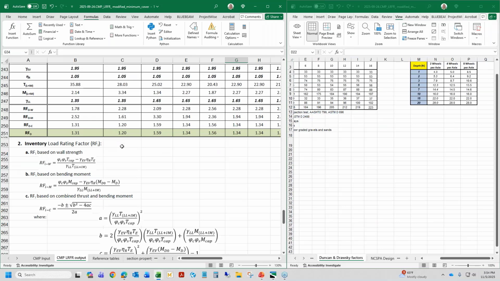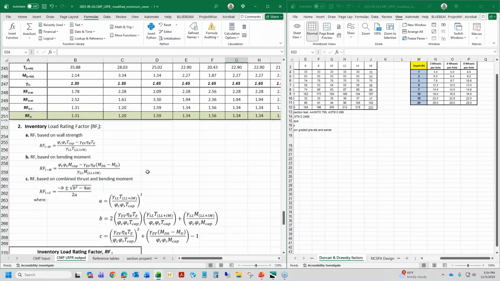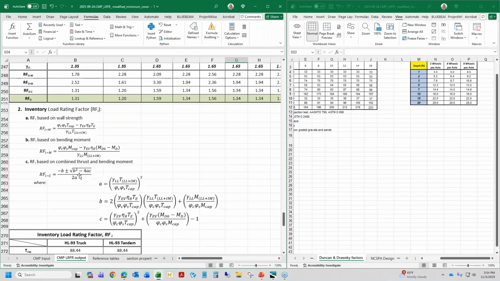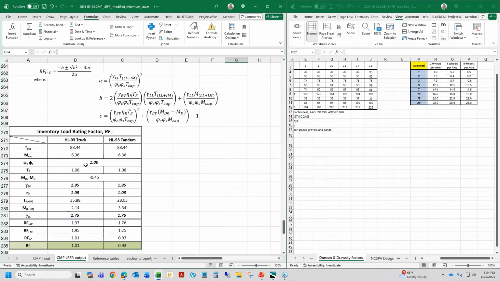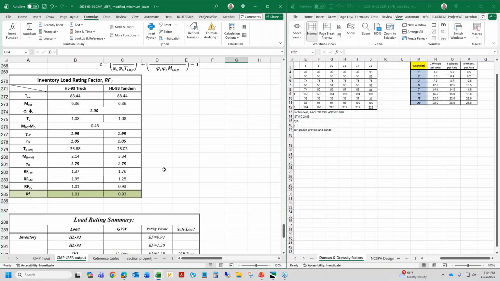We then go through and do the exact same thing for inventory load rating, same equations, just different load factors for inventory versus operating. And this is what we get for our inventory rating factor. We get a 1.01 and we get a 0.93 for the tandem. As we're aware, an inventory less than 1 is not ideal, but it also isn't the end of the world. But we do end up with an inventory of 1.01, which means that the particular structure meets.